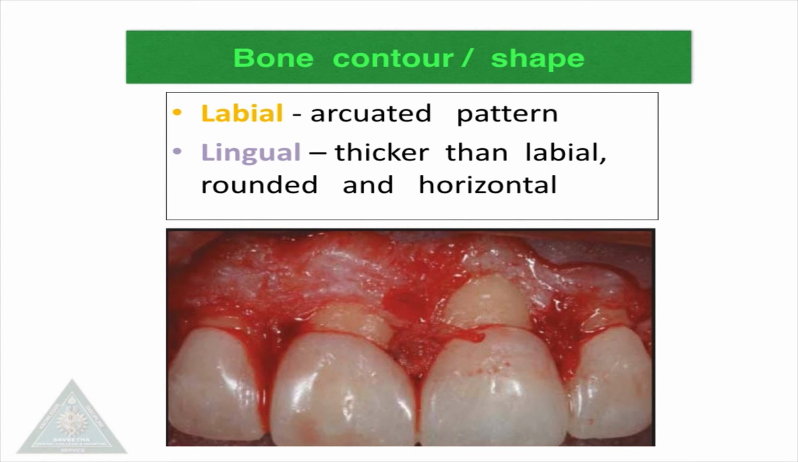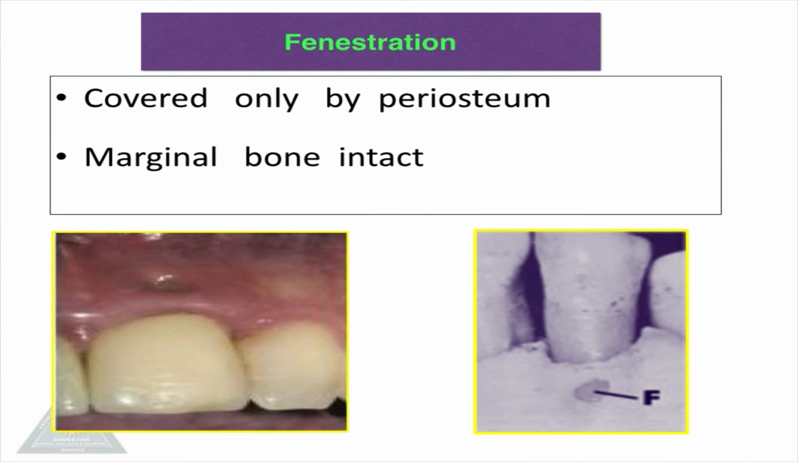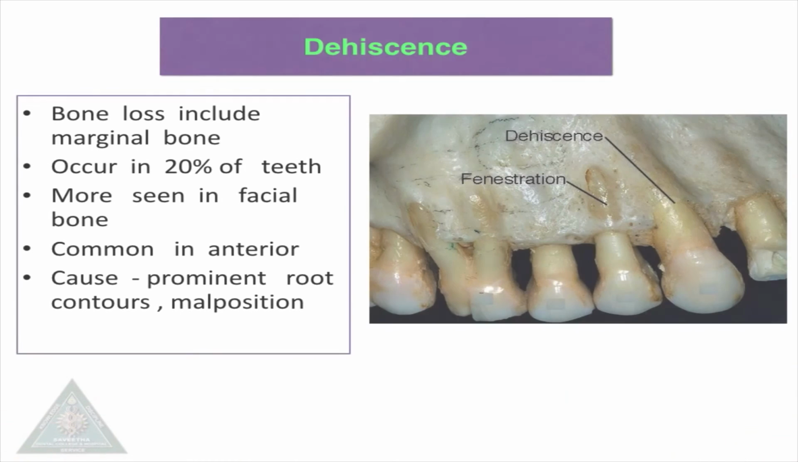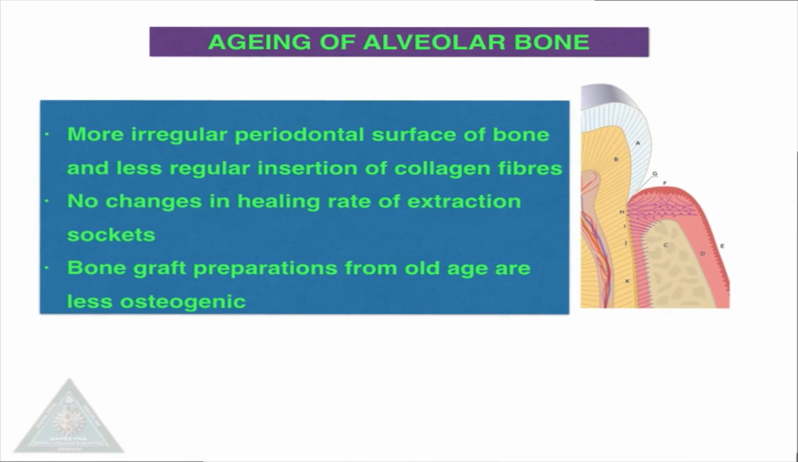The normal bone contour on the labial side is an arcuate pattern, whereas on the lingual side it is rounded and horizontal. The physiological bone defects include fenestration and dehiscence. Fenestration is a bony defect which is covered only by periosteum with intact marginal bone. On the other hand, dehiscence is a bone defect with marginal bone also lost. It's seen on facial bone. It's more common in the anterior region due to prominent root contours or malposition of teeth.